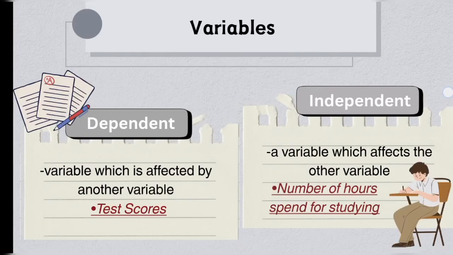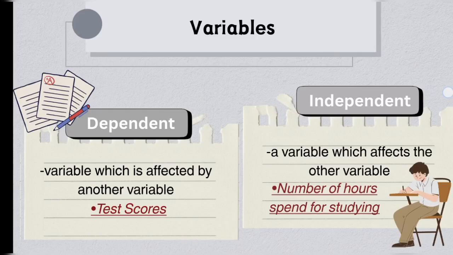So now let us proceed to the two variables, which are the independent and dependent variable. When we say dependent variable, it is the variable which is affected by another variable. One example of a dependent variable is test score. Next is the independent variable. This is a variable which affects the other variable. One example is the number of hours spent studying.